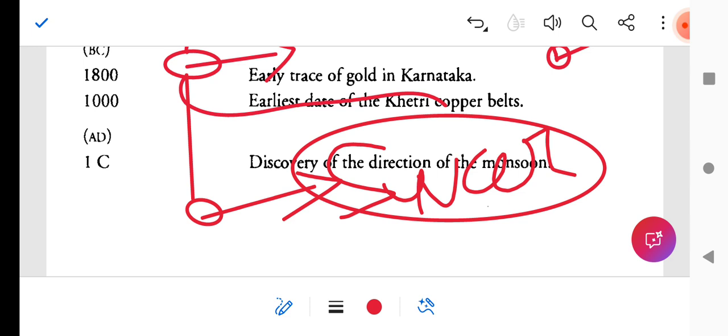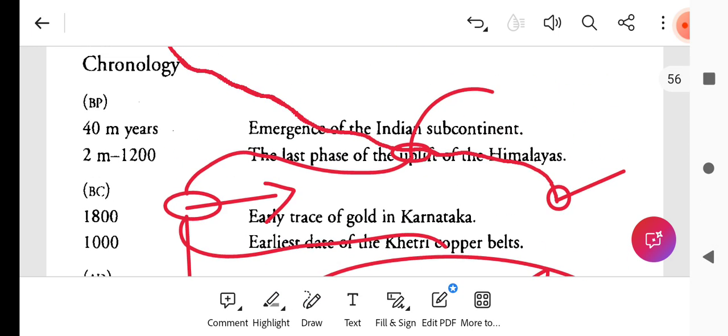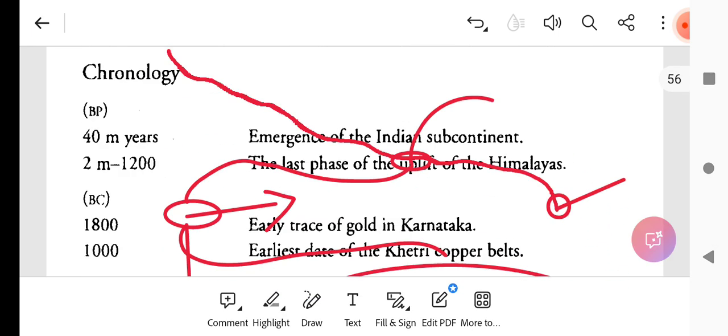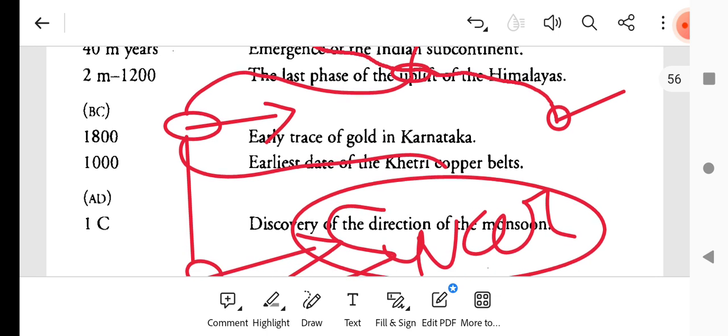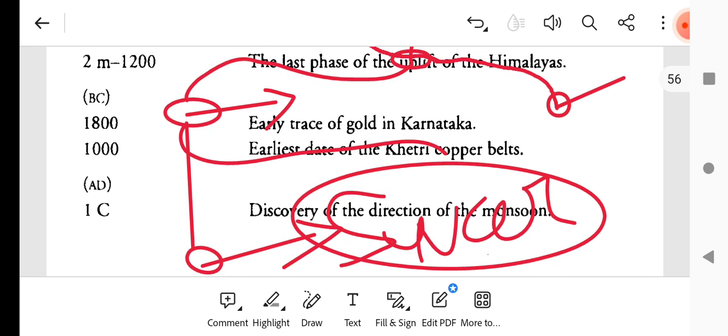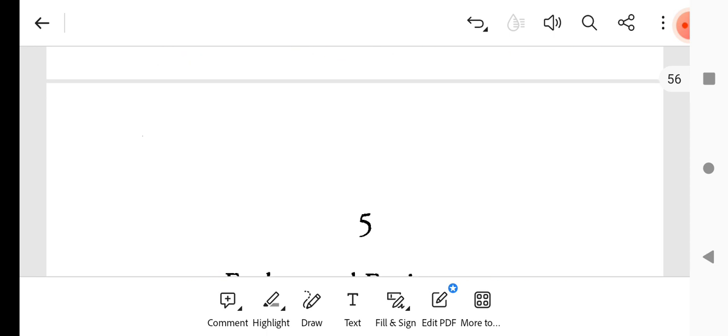Okay, so this is an important chapter, and you should remember all this information, which is very important from the perspective of General Studies Paper 1 of Mains as well as Prelims. So these are very important. Okay, you should remember these. So this chapter has ended.